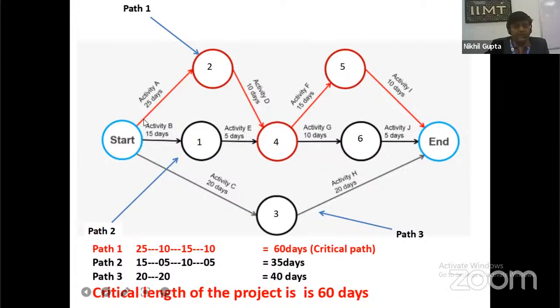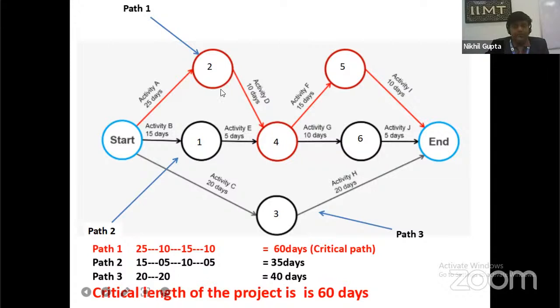This means we can say these are three different paths: path number 1, path number 2, path number 3. Path 1 will take 25 days, 10 days, 15 days, 10 days, equal to 60 days. Path number 2 takes 15 days, 5 days, 10 days, 5 days, a total of 35 days. And path number 3 takes 20 days and 20 days, equal to 40 days.